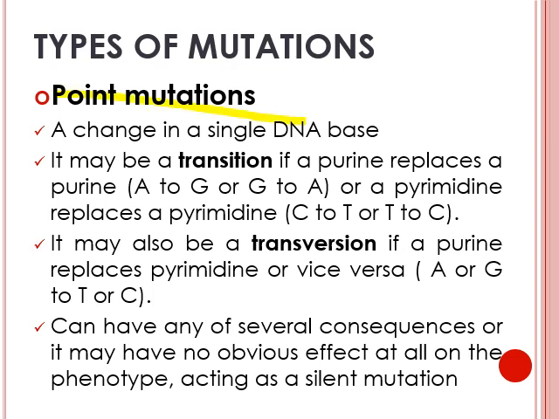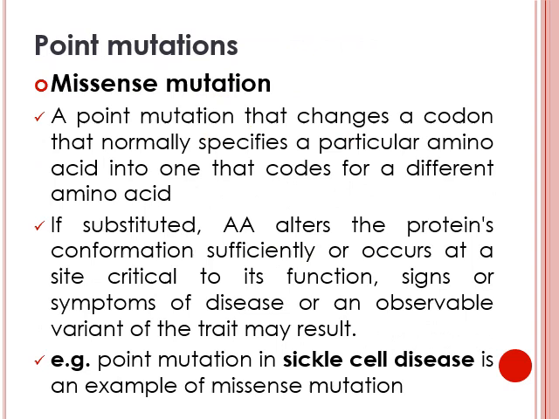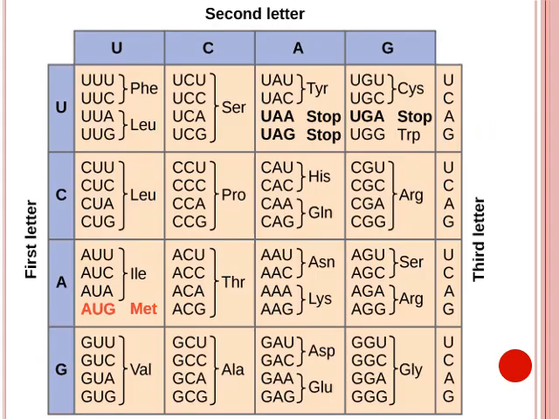We also have point mutation, a change in a single DNA base. It may be a transition if a purine replaces a purine or a pyrimidine replaces a pyrimidine. It may also be a transversion if a purine replaces a pyrimidine or vice versa. A missense mutation changes a codon that normally specifies a particular amino acid into one that codes for a different amino acid. The point mutation in sickle cell disease is an example of a missense mutation.